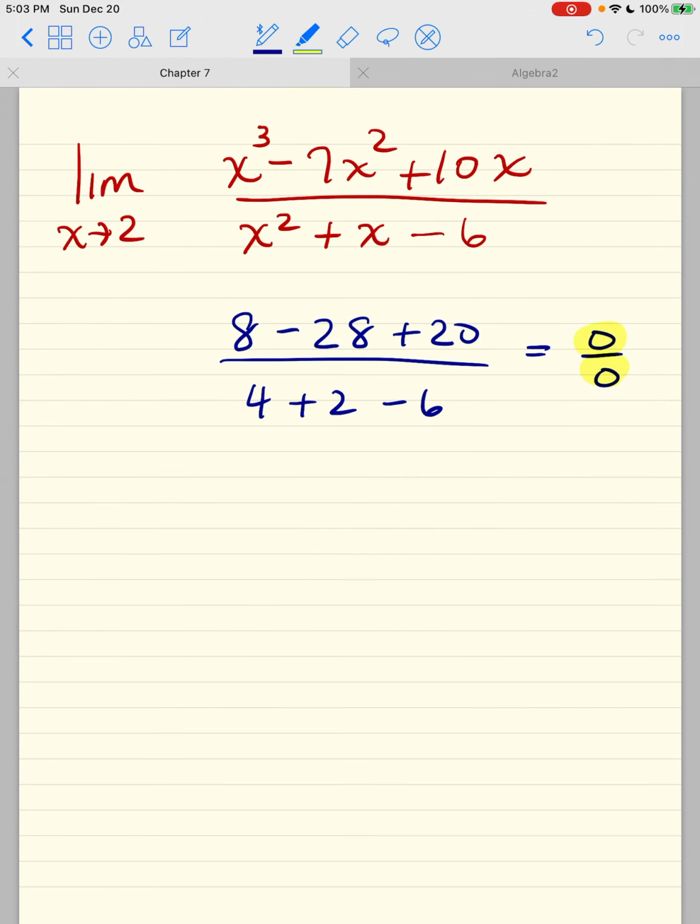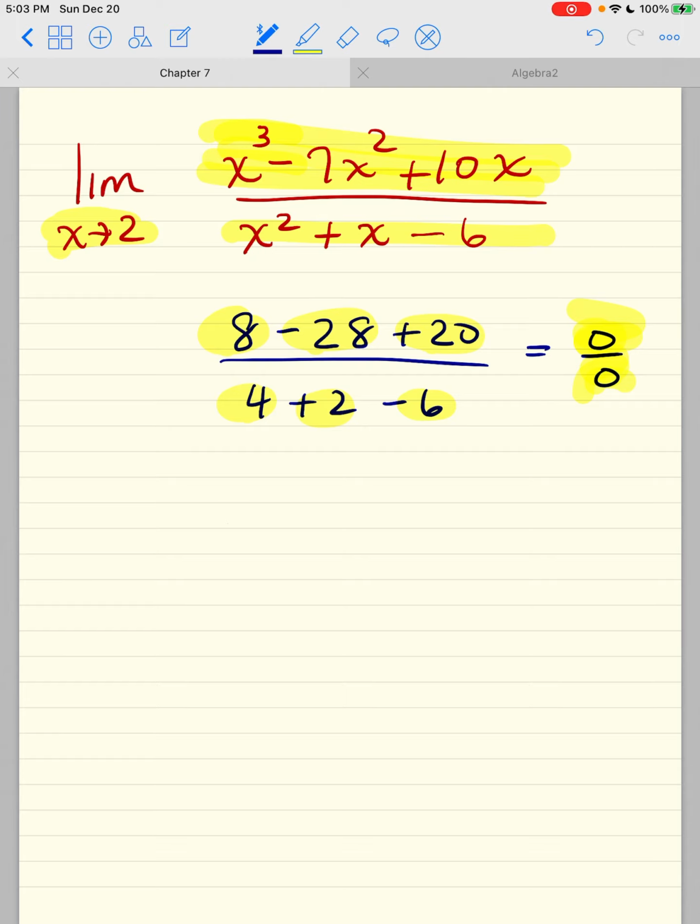So here's a problem. It says the limit as x approaches 2 of this function x to the third minus 7x squared plus 10x divided by x squared plus x minus 6. When we are working with limits, the first thing we do is apply the limit. It's almost like direct substitution. So I have 8 minus 28 plus 20. That makes 0. And then we have 4 plus 2 minus 6. That makes 0.